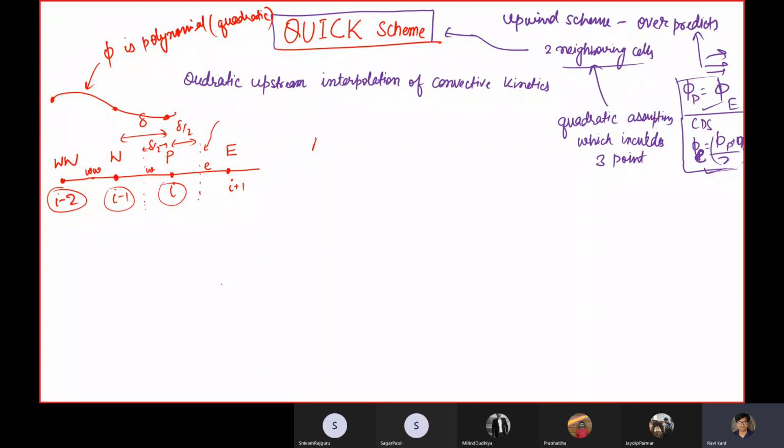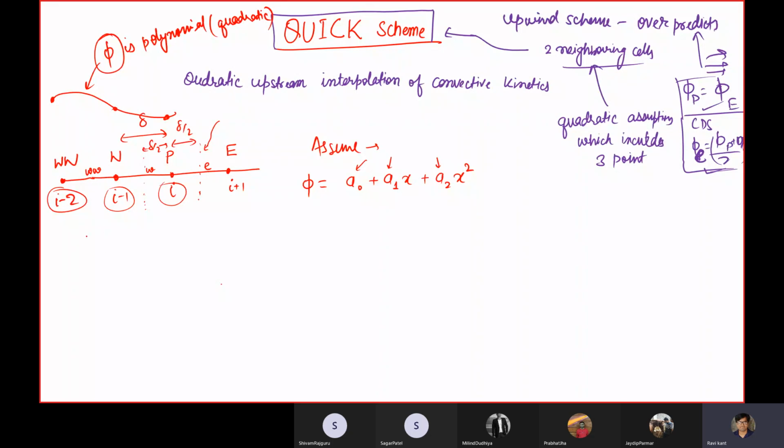So we assume my phi is some coefficient a0, plus some coefficient a1 times x, plus some other coefficient a2 times x square, and we want to estimate these coefficients. Once we estimate them, we can plug in and have a proper phi function at the interfaces where we need it. So we try to find these coefficients a0, a1 and a2.